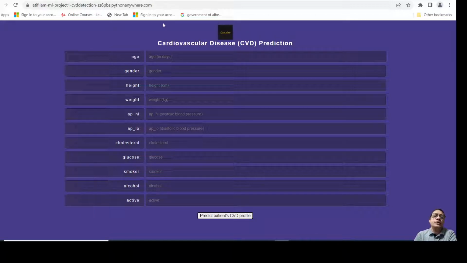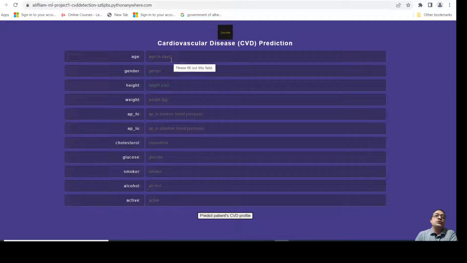Now, let's look at the model in action. This model looks at key markers: age, gender, height, weight, blood pressure, which is a key marker for cardiovascular disease, cholesterol, glucose, smoking habits, alcohol consumption, as well as physical activity. Those are the things that this specific model takes as input, and it decides whether that specific situation for that specific patient results in a cardiovascular disease prediction or not.